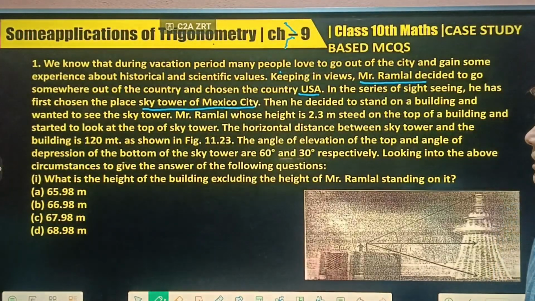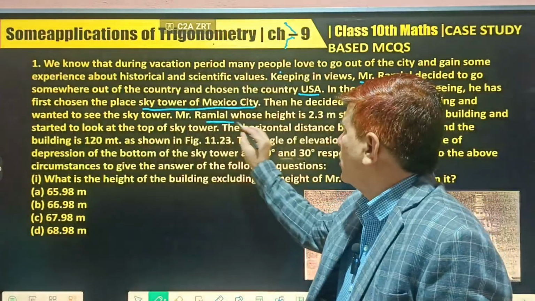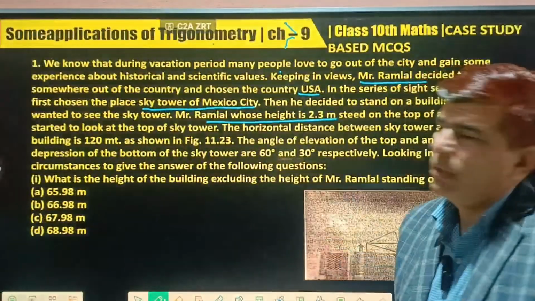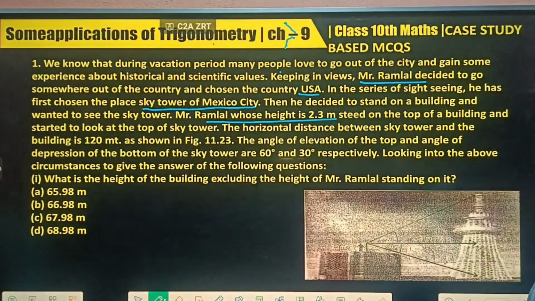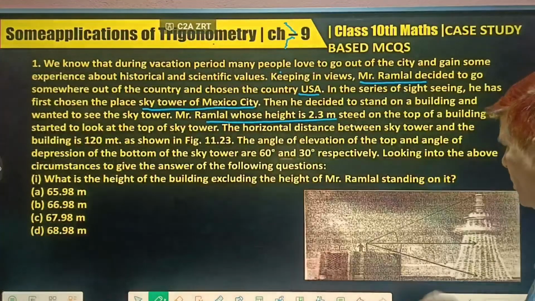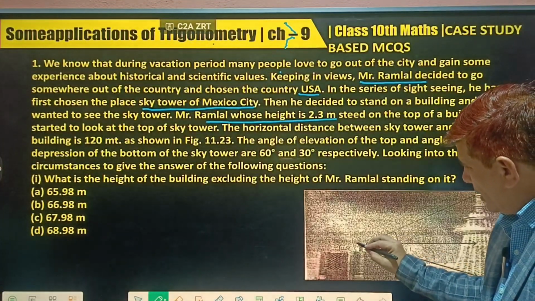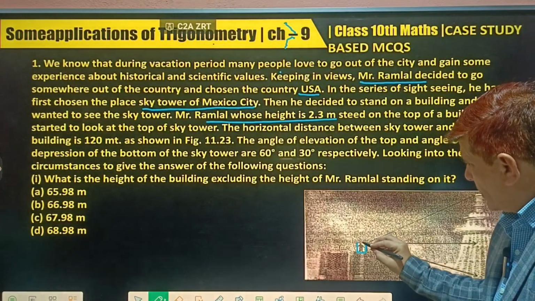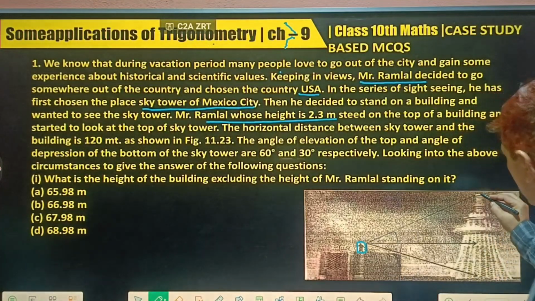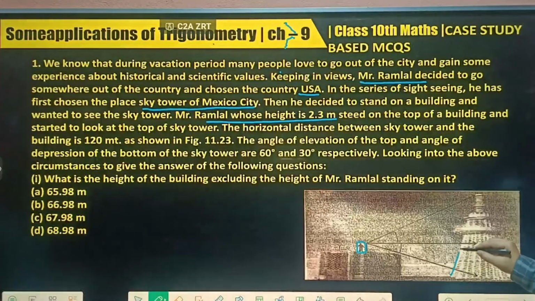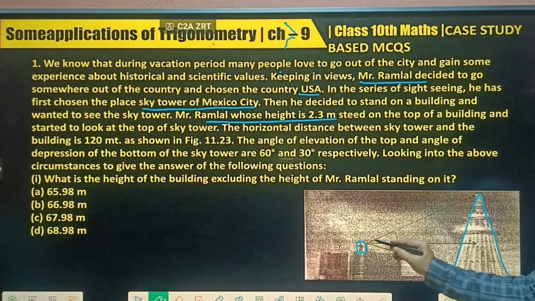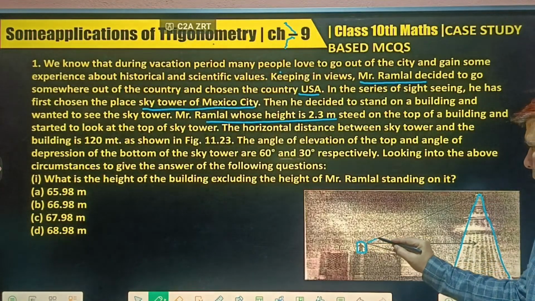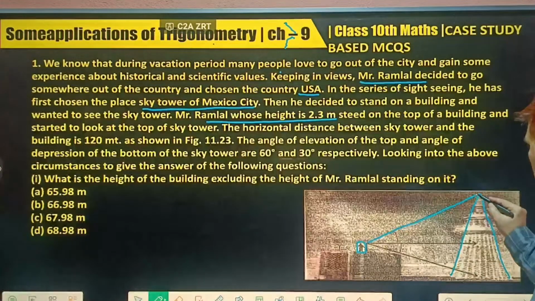Mr. Ramlal, whose height is 2.3 meters, stood on the top of the building and started to look at the top of the Sky Tower. So standing here, in this way, and looking at the top, this is the Sky Tower. Mr. Ramlal stands here and looks at the top of the Sky Tower.